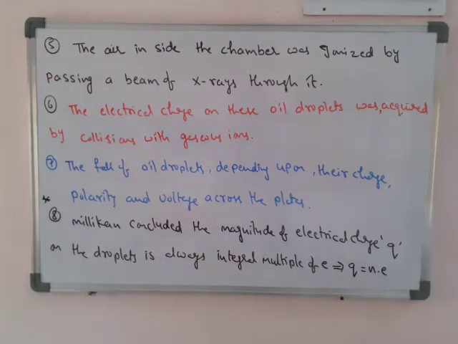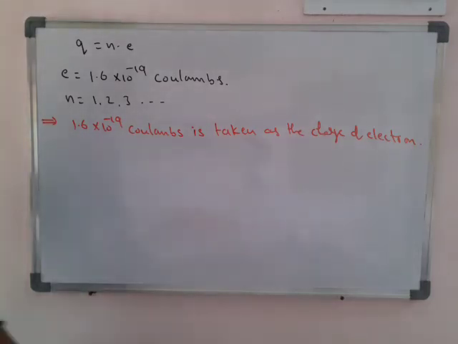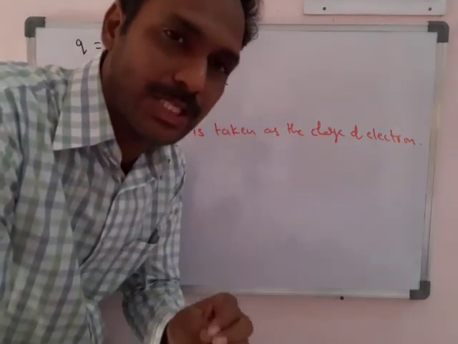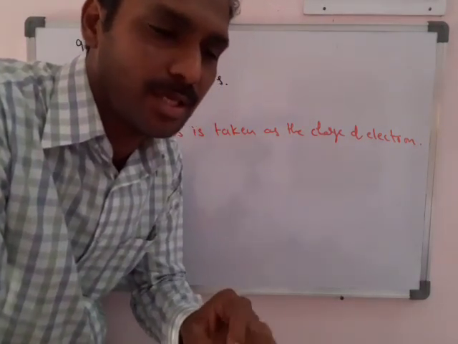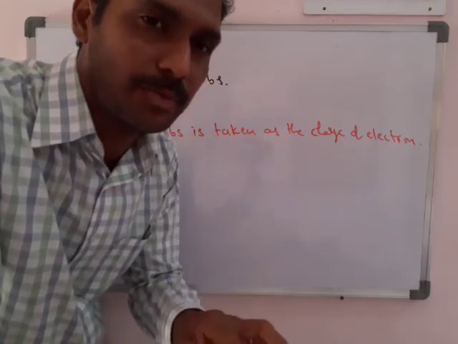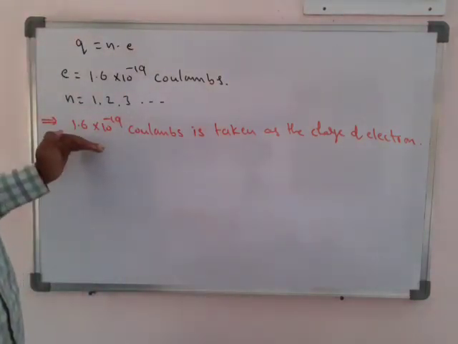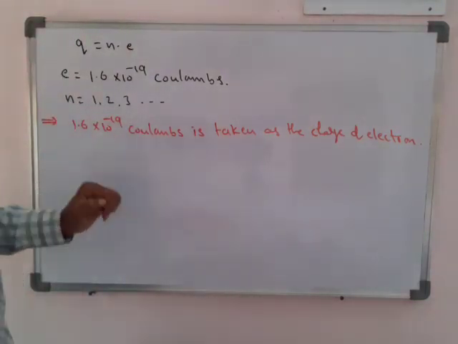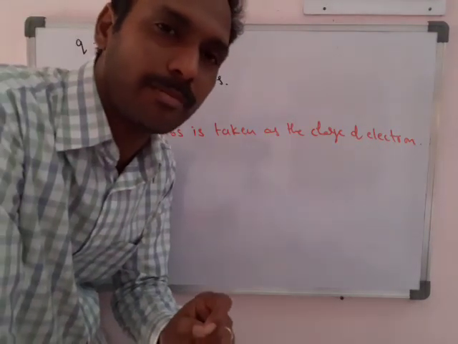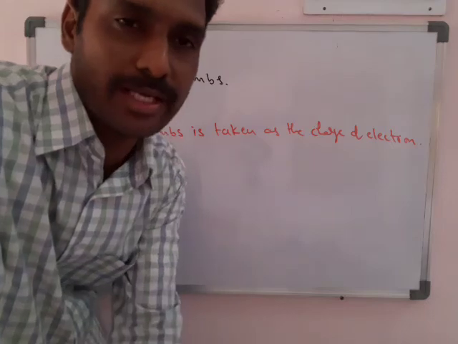So what is that e? We know the value. After doing the experimental observations many times, with the help of a highly mathematical derivation, he was able to calculate that the charge of an electron is 1.6 into 10 minus 19 coulombs. So this is the oil drop method by Millikan to find the charge of an electron.